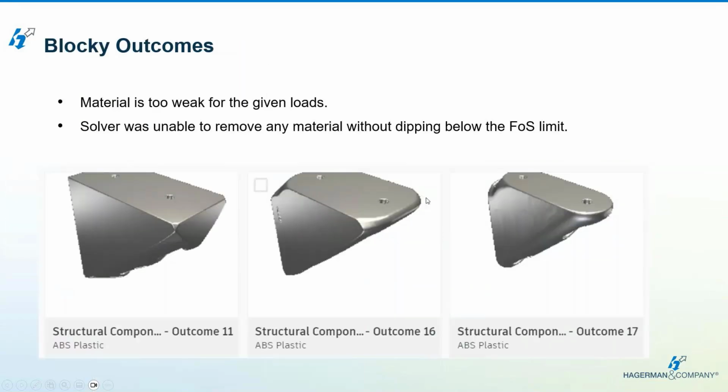We also have blocky outcomes. Material is too weak for the given load. So that means that I tried putting a load of maybe 500 pounds on this, and it was made out of plastic, and it could not create that. So it's going to give me a really blocky outcome because it's going to try to put a lot of material in there to strengthen that up and be able to get to that limit.